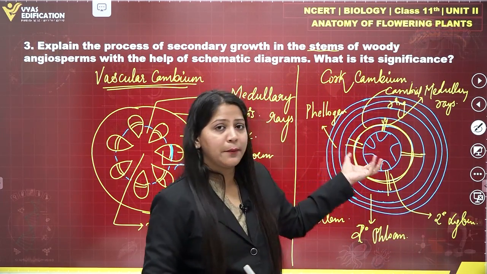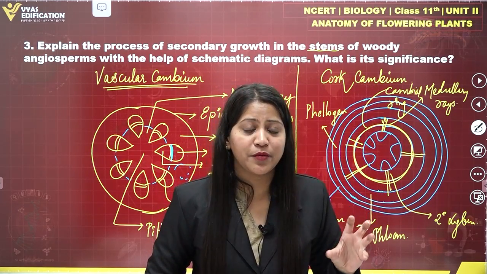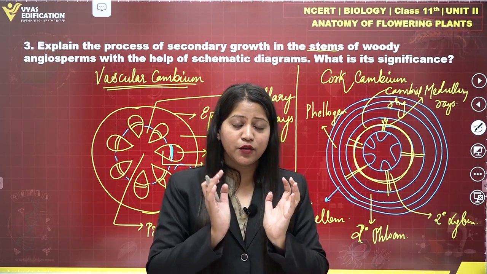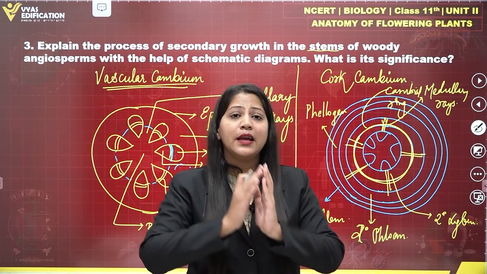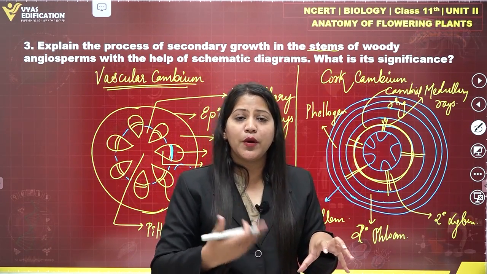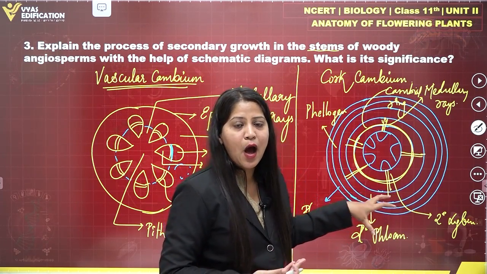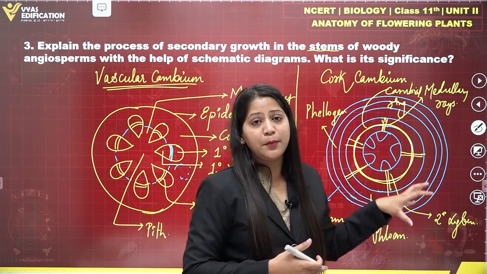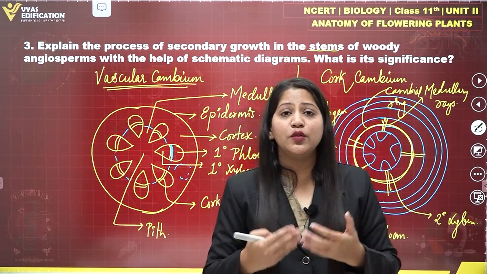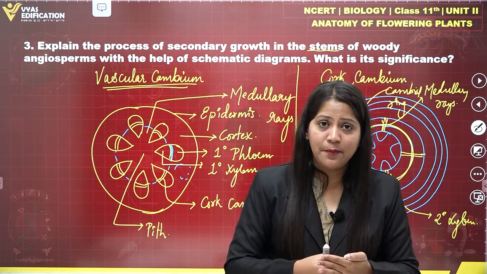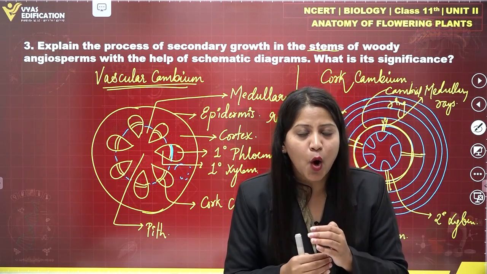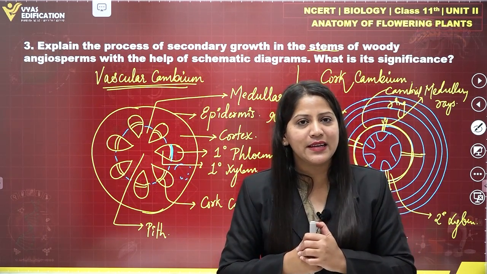In this cork cambium, the cambial strips are going to form cork on the outer side, which is known as phellem, and inner cortex or secondary cortex on the inner side, which is known as phelloderm. So this is how the secondary growth in dicot stem takes place with the help of cork cambium. This cork cambium is going to produce secondary tissues in the stem by forming cork on the outer side and secondary cortex, which is also known as phelloderm, on the inner side.